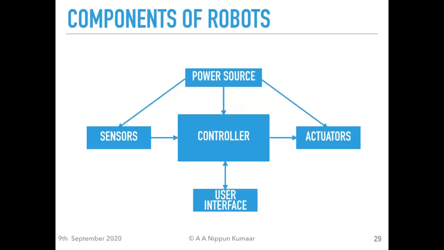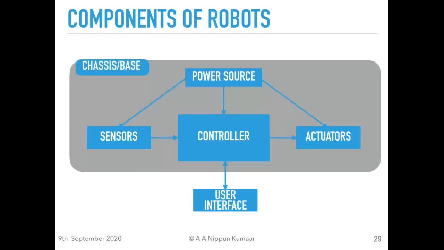Then the controller is actually the brains of the robot. Then actuators are basically how the robot interacts with the world. So that is the entire robotic system. And of course, a user interface, which can be on board or off board. Putting all this together, we call that the chassis or base of your robot. So in the chassis, you will have the entire thing. Like I said, the user interface can be either on board or off. So this is a very brief, abstract way of looking at the block diagram of a typical robotic system.